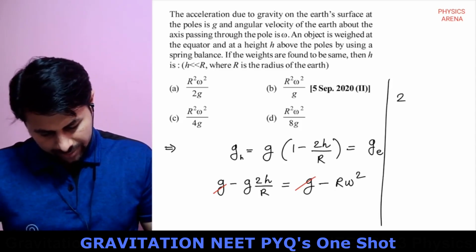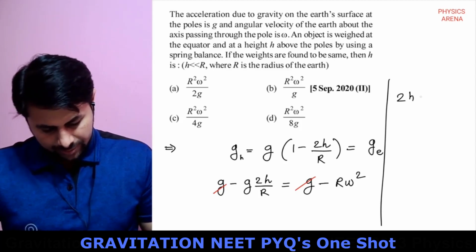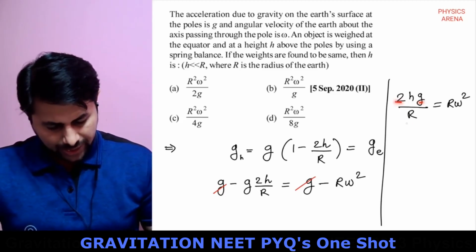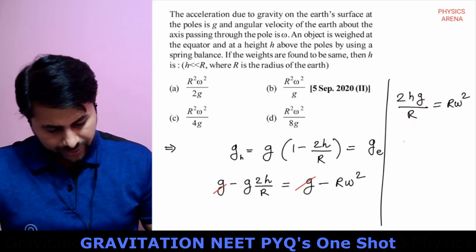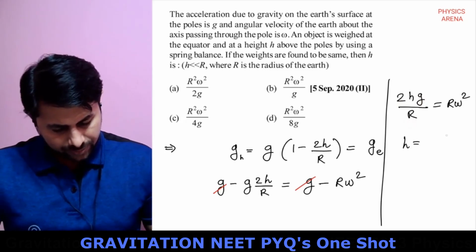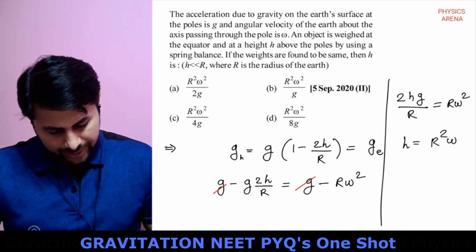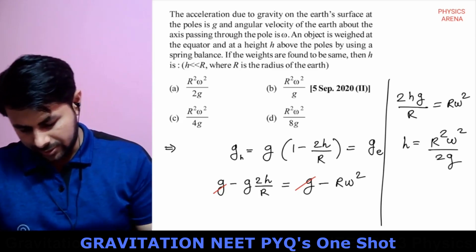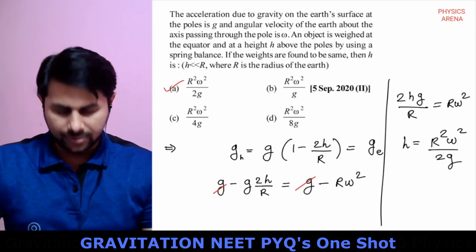Okay, we have 2 times h multiplied by g by r is equal to r omega square. So if we take this 2g and r on other side, we get h equals r square omega square divided by 2g. Okay, so option A is the answer.